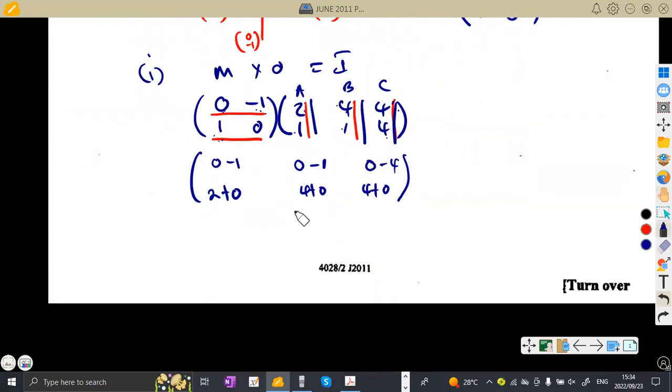We can combine these values. 0 minus 1, that's minus 1. 2 plus 0, that's 2. 0 minus 1 is minus 1. 4 plus 0, that's 4. 0 minus 4, that's minus 4. 4 plus 0, that's 4.